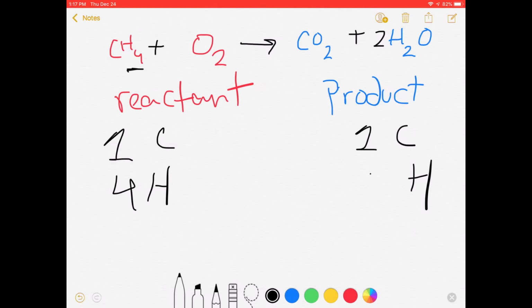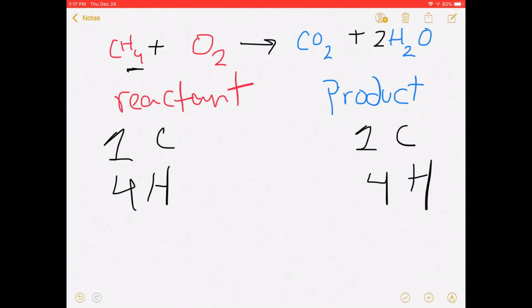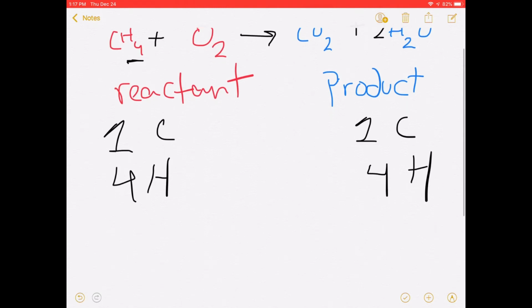And whenever you have 2 molecules of H2O, that means for each molecule you have 2 H's. So if you have 2 of those molecules, then in total you will have 4H. Now we're balanced for hydrogen. Let's go on to oxygen.